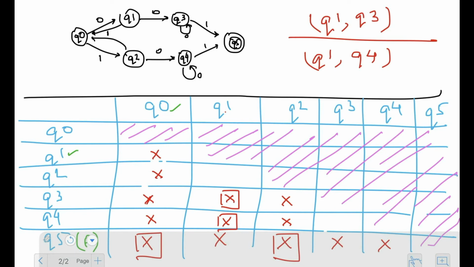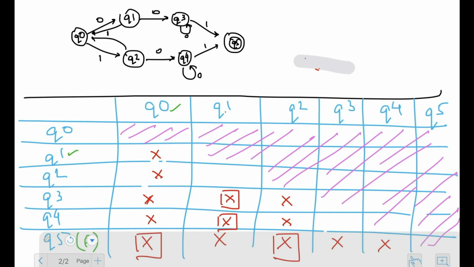So Q1 on 0, let me get rid of this, goes to Q3, and Q2 on 0 goes to Q4. So if Q3, Q4 is marked, then I can mark Q1, Q2 as well. But Q3, Q4 is not marked, so I cannot comment anything on a 0. Next, what I check is from Q1 and Q2, both of them on 1, I go to Q0. So I have Q0, Q0, which is never going to be marked because I'm never going to say that Q0 is not equivalent to Q0. So for both transitions, Q1 and Q2, at least right now, appear to be equivalent. So I cannot comment anything on Q1, Q2 right now.